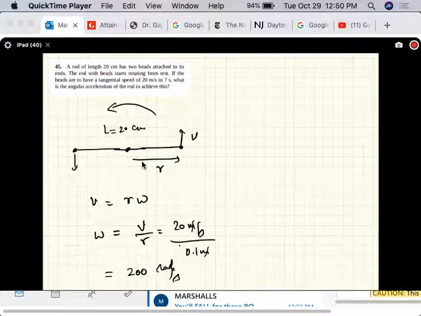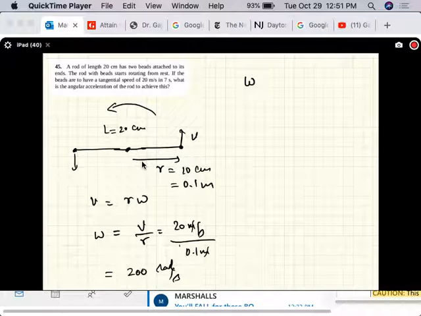This rod starts from rest. Yeah, no, I converted, so the radius is 0.1 meters. That's what I have here, 0.1 meter. Is that what you're asking? I see. Oh, I see. Okay.